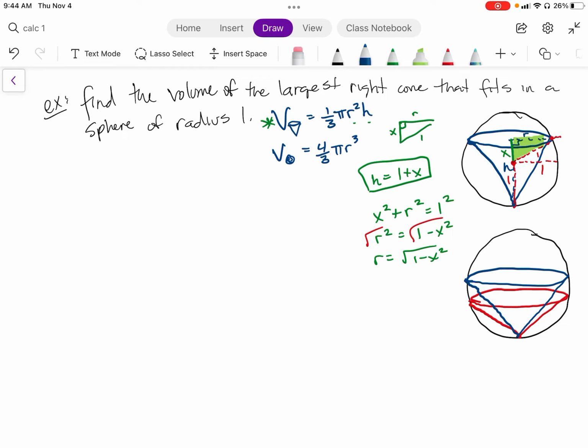All right. Let's get going then. So the volume is 1/3 pi r squared. Making this substitution, I have the square root of 1 minus x squared, squared, right? It's r squared times h. So times 1 plus x is my h.